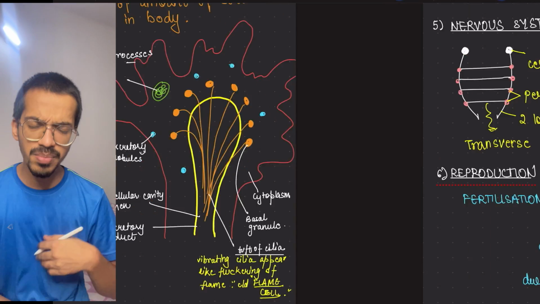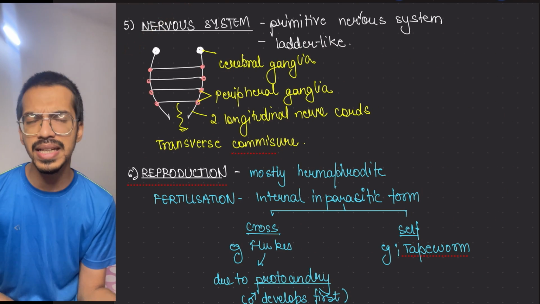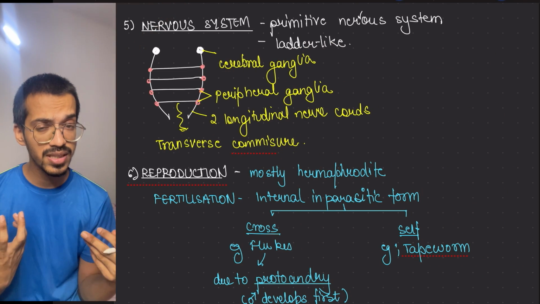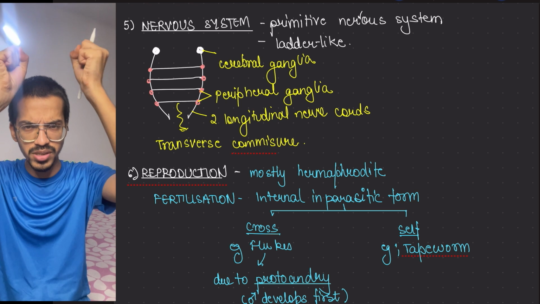Next, the nervous system. A primitive ladder-like nervous system is there. Primitive nervous system has what? Nervous system has nerve cells. So nerve cells form certain groups.